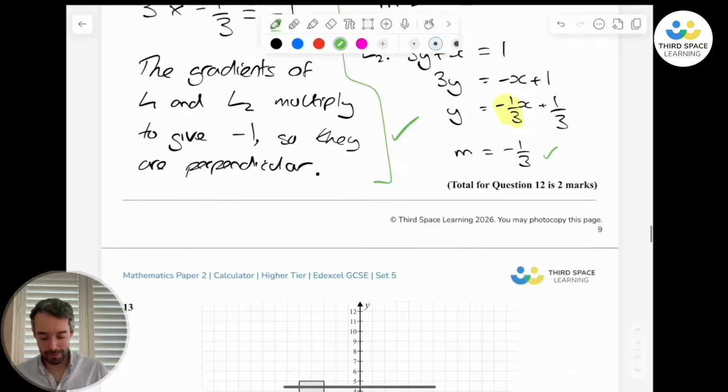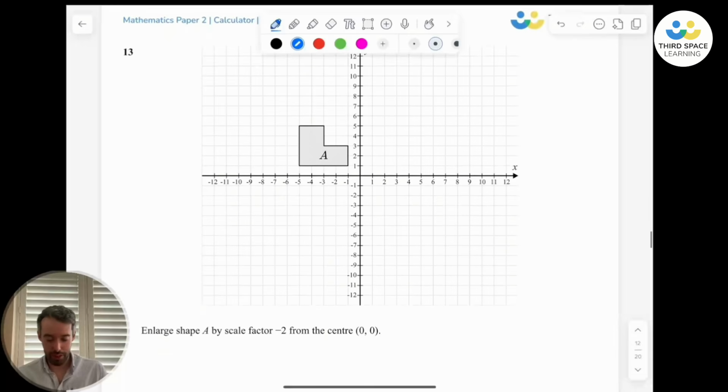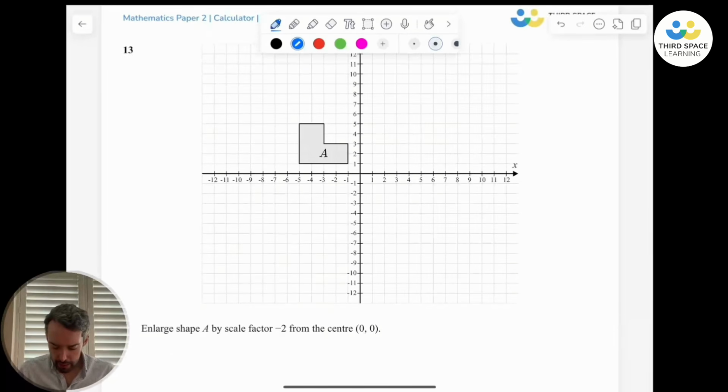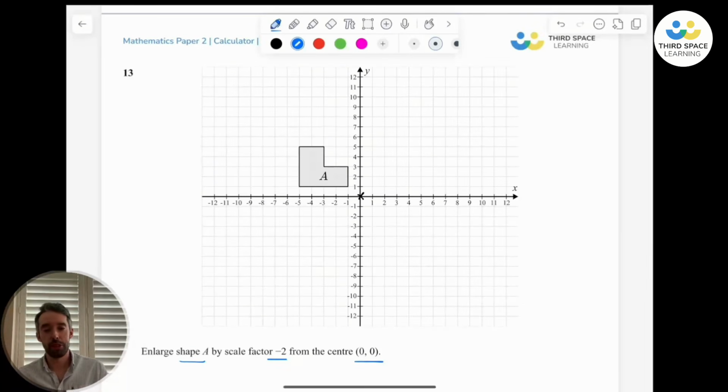2 marks. Question number 13, and it's an enlargement question. We're going to enlarge shape A by a scale factor of -2 from a centre 0, 0. So that's the origin. So let's pop in our origin. This means that in my new shape, all the side lengths are going to be double the size. But because it's negative, we're going to do this in a special way.